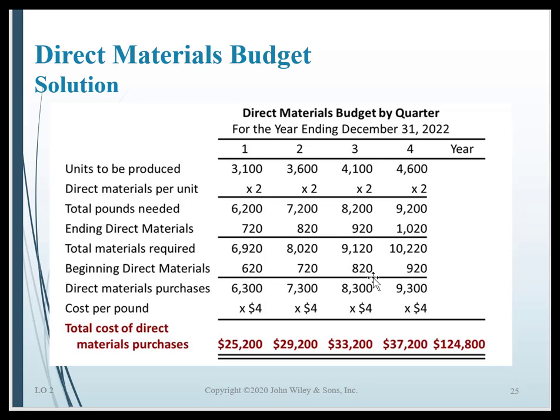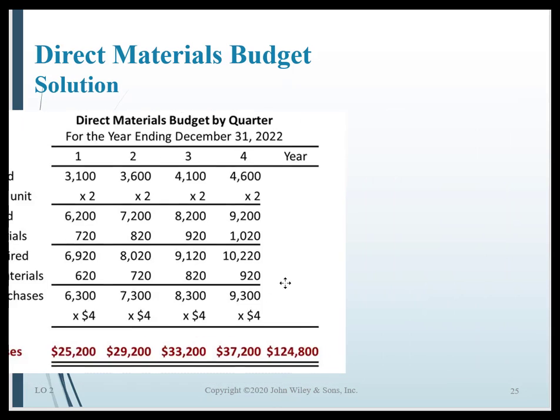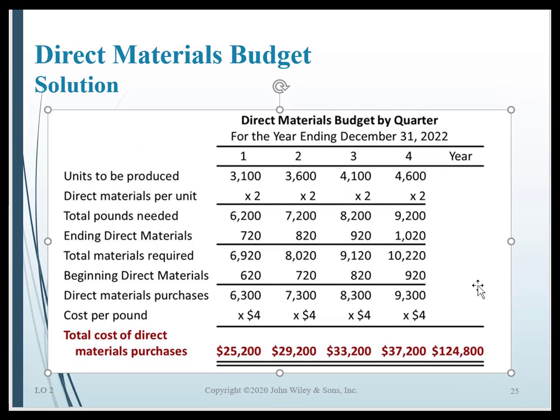So the total materials required for the period are listed here. We then subtract out the beginning. Again, this comes from just at the end of the period, we take inventory. And then we take that, how much we have to buy, that's the purchases, times $4 per pound. This tells us our total cost of direct materials purchased.